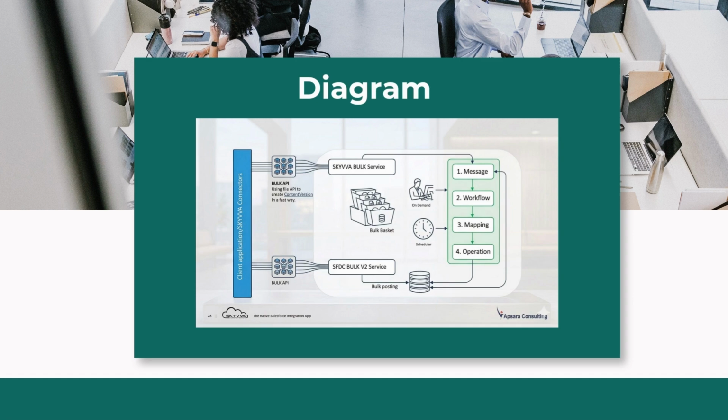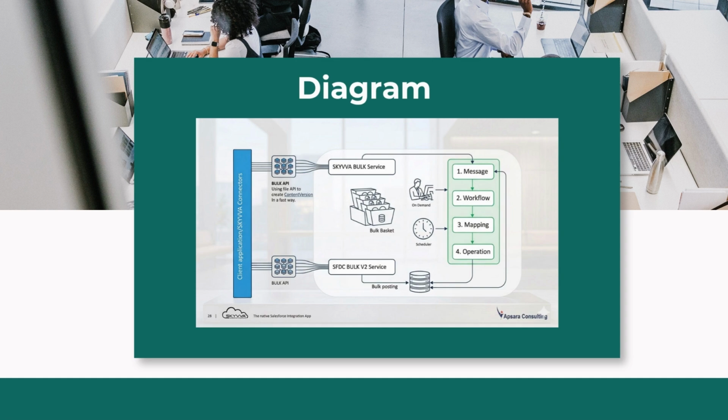1. Left side, Data Input Connectors. On the left side, you see Client Applications / SKYVVA Connectors. Data comes from external systems or files. It uses the Bulk API. But here, the API is used to create content version files quickly. This means data is first saved as files, not directly inserted into Salesforce objects.